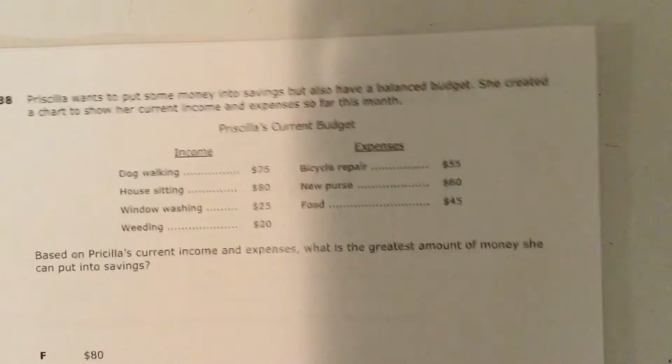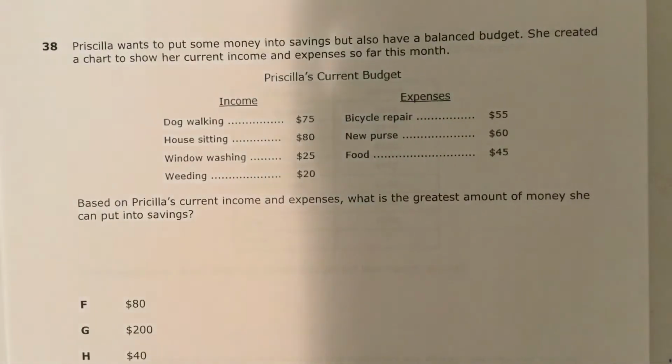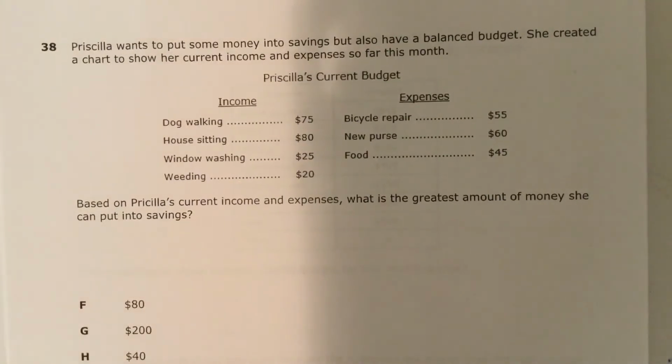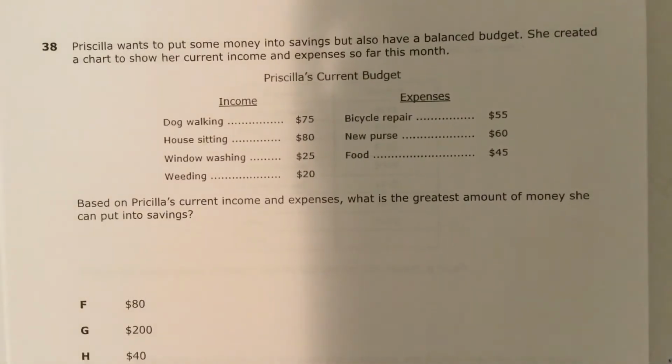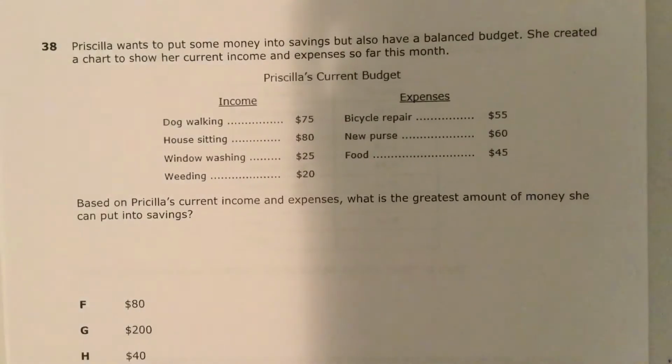All right. Well, let's look at this one. Priscilla wants to put some money into savings, but also have a balanced budget. So she created a chart to show her current income and expenses so far this month. Based on Priscilla's current income and expenses, what is the greatest amount of money she can put into savings?